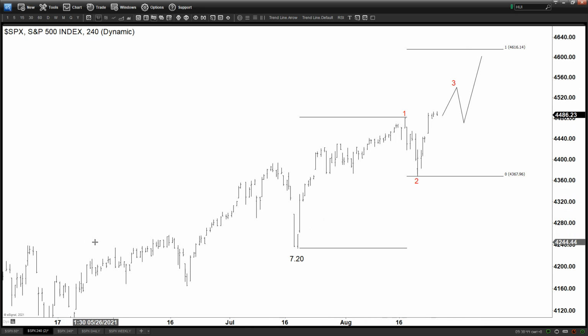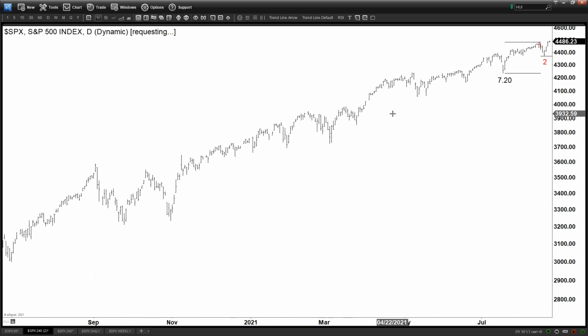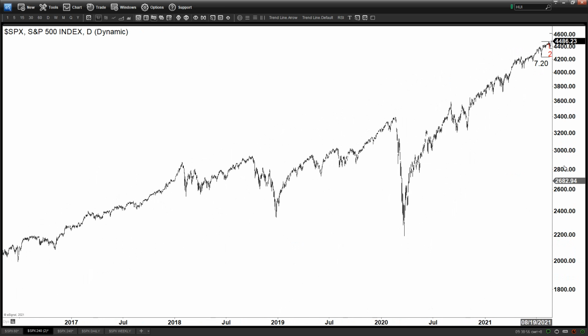Now, so that's the 4-hour time frame, looking for more upside with the incomplete sequence from the July 20th low. Let's take a look at the daily really quickly here. Now what do we have here?